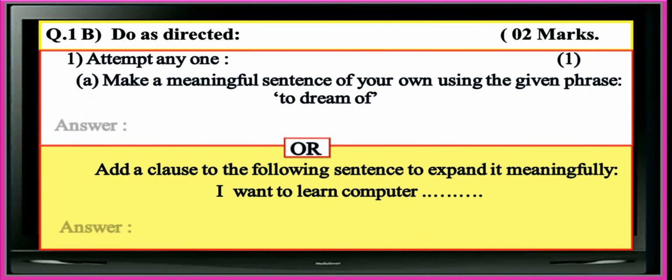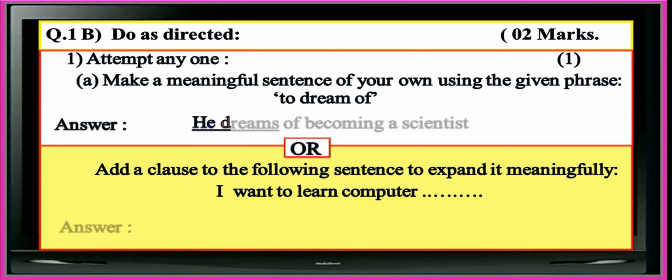Question 1b. Do as directed. 2 marks. First, make a meaningful sentence of your own using the given phrase. 1 mark. To dream of. Answer: He dreams of becoming a scientist.